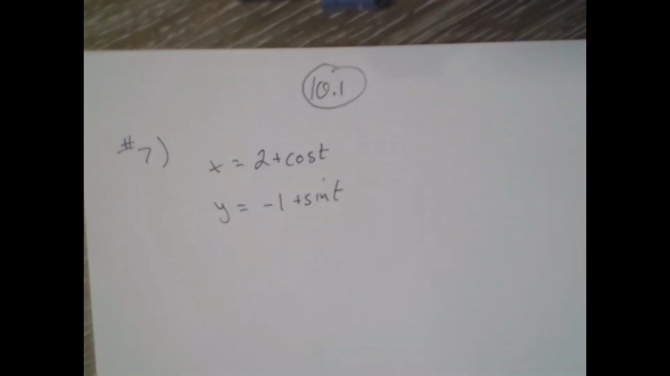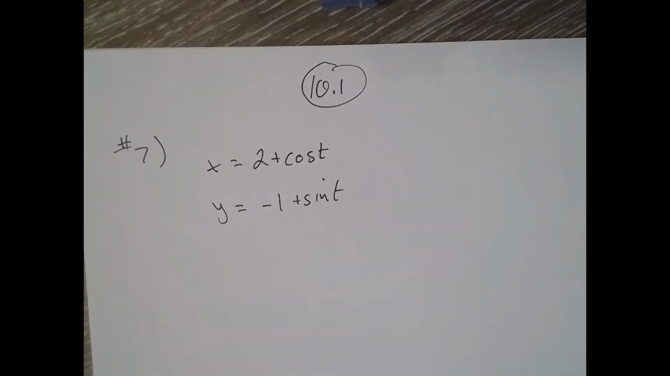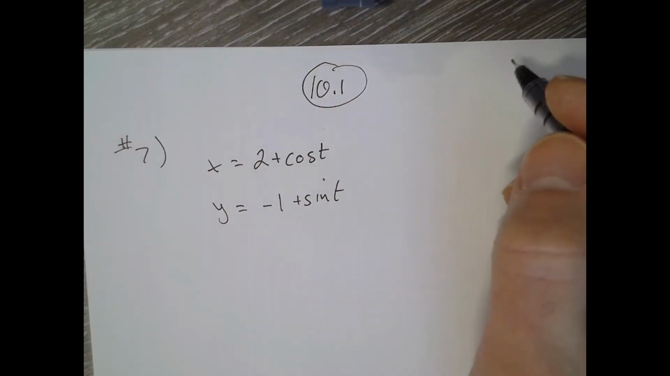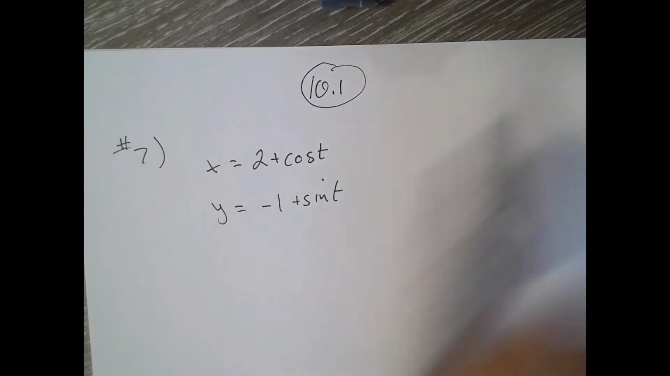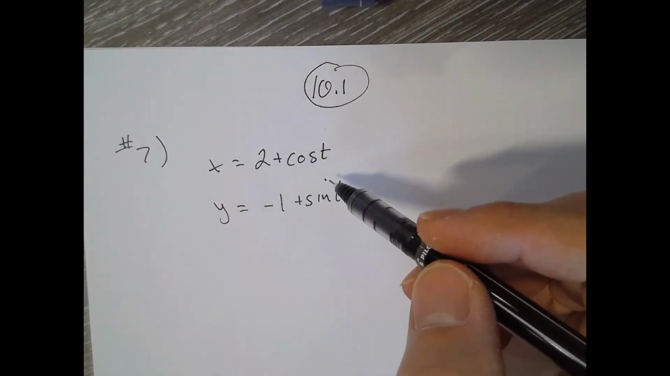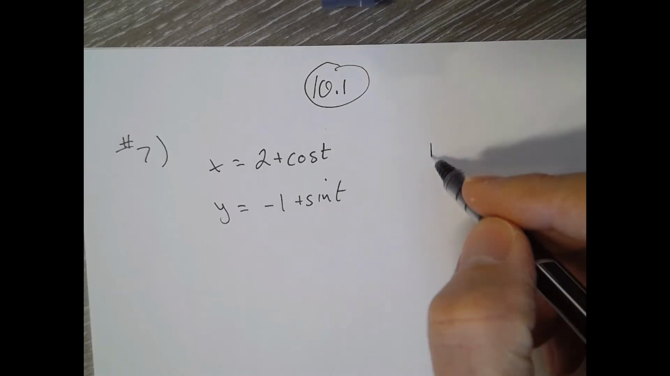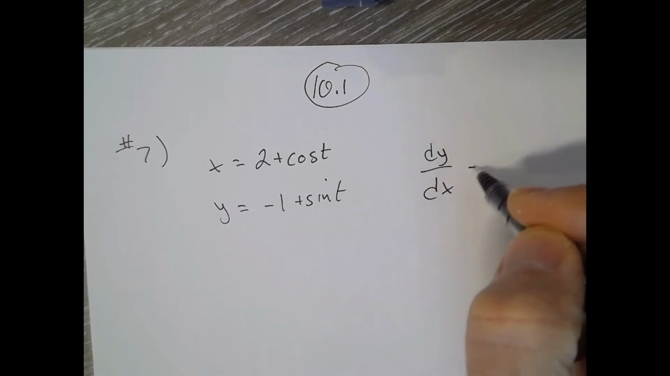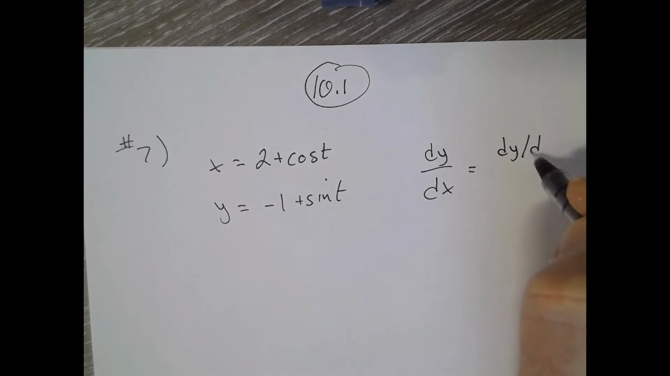Alright, 10.1, number 7. Instructions: find the points at which the tangent to the curve is horizontal and vertical. So it's parametrically defined, so we could have multiple spots for these. If we want to know the derivative, that's dy/dx, which is the same as dy/dt over dx/dt.